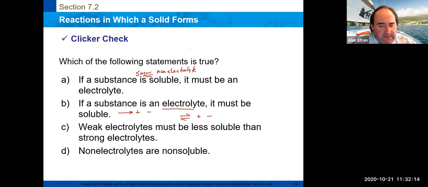Non-electrolytes are insoluble, I guess is the word they're trying to use. Again, as I talked about earlier, sugar is an example of a non-electrolyte, and obviously it does dissolve, so it's soluble. So it looks like B here would be the right answer. That one is true.